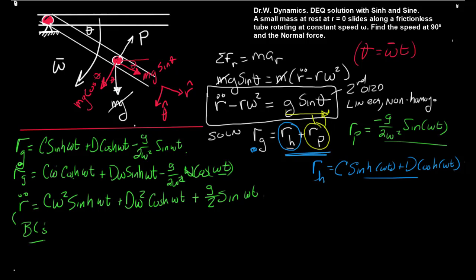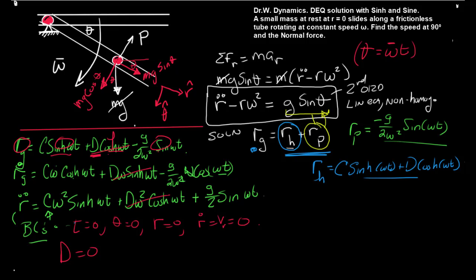Now we can look at our boundary conditions to find these constants. And we know that if we look up here, at t equal to 0, the ball was at the center and it wasn't moving, and it slowly will start to roll out as this bar rotates down. So our boundary conditions then are that at t equal to 0, theta was 0, r was 0, and r dot, which is v, is 0 as well. So up here we have this is 0, sinh of 0 is 0, cosh of 0 is 1, sine of 0 is 0. So everything drops out, and we find that d is equal to 0, which then tells us that we don't need these terms here.